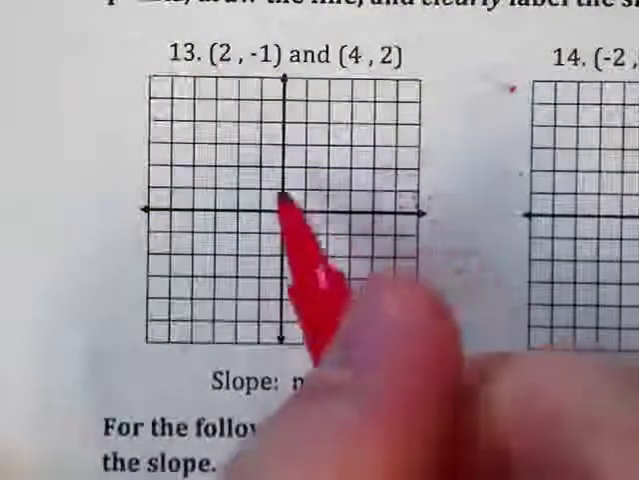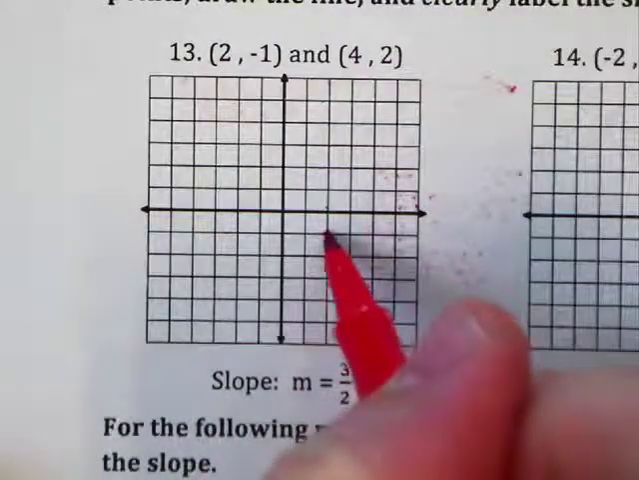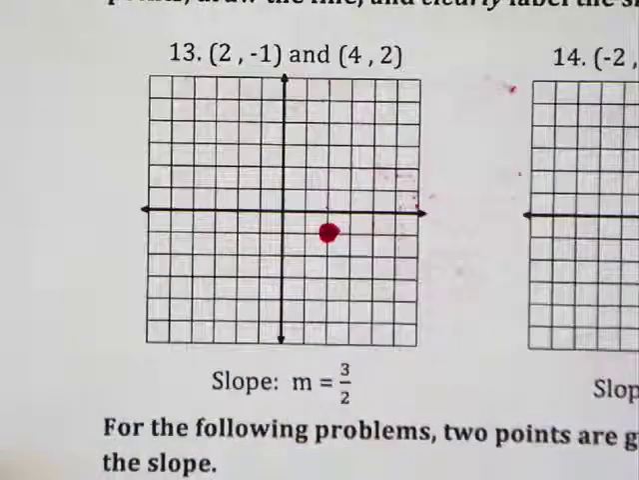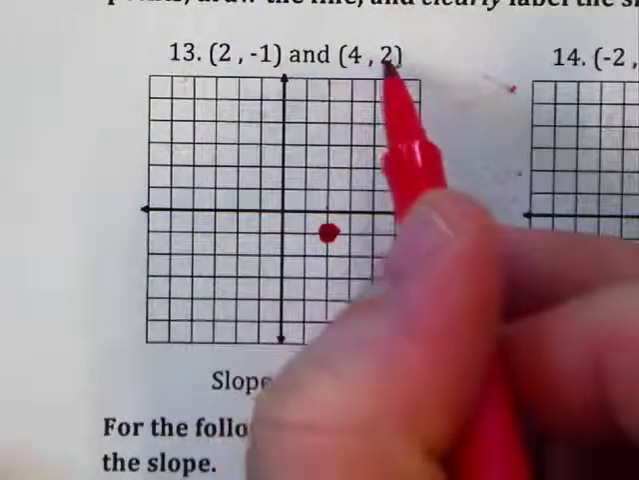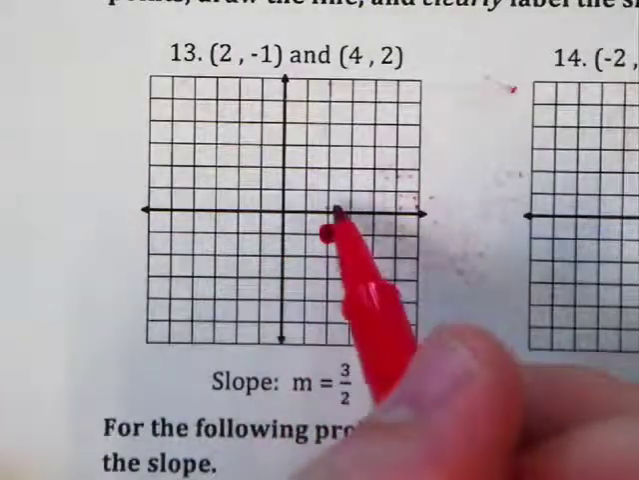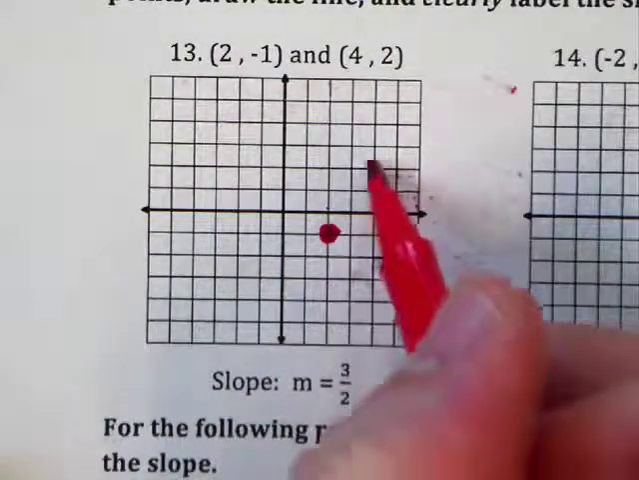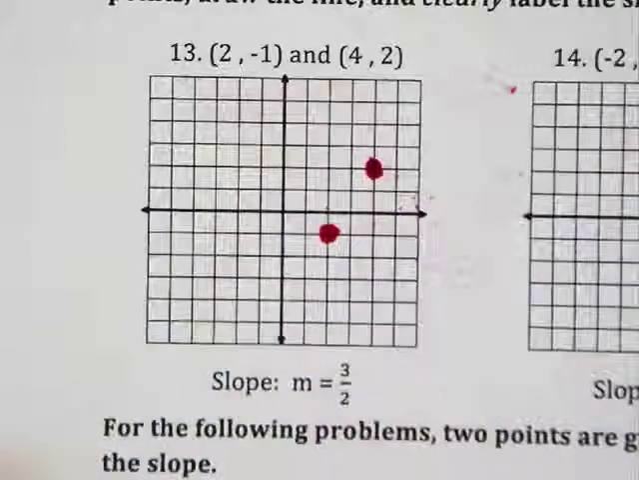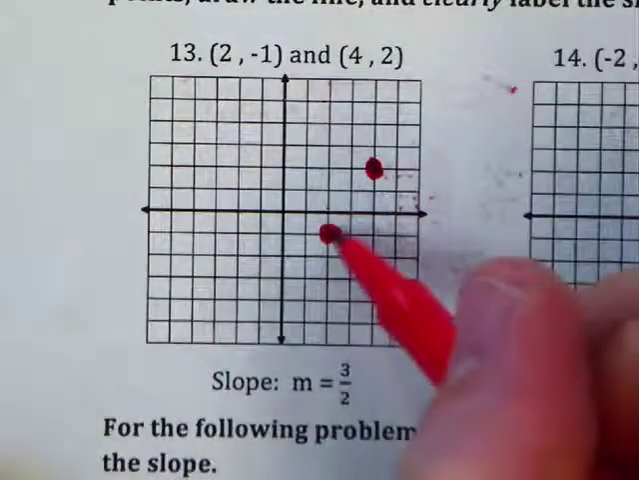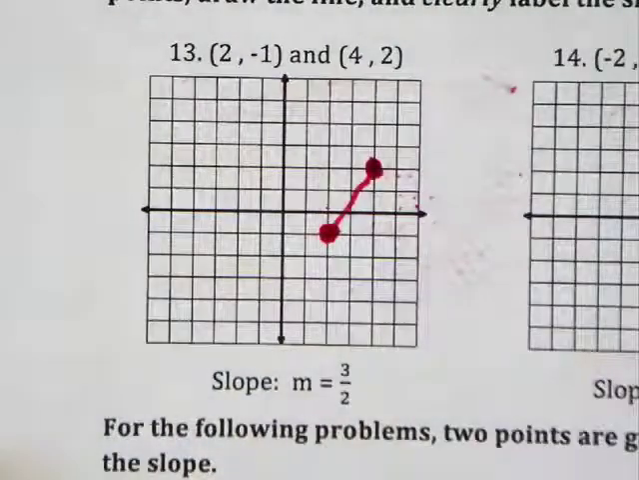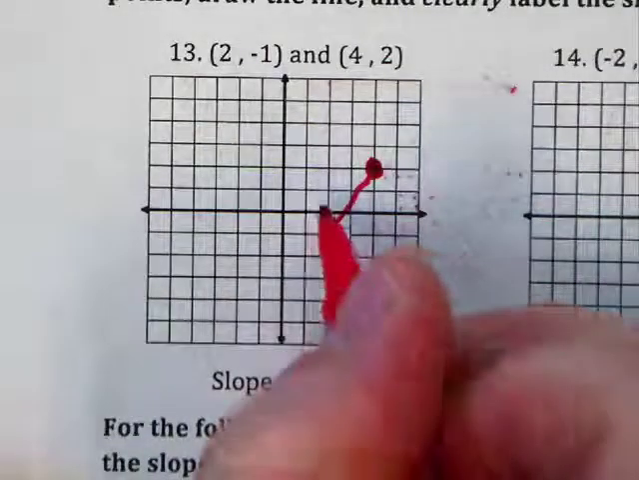We have (2, -1), so we go over to 2 and down to negative 1, and we put a point. And then we also have (4, 2), so we go over 4 and up 2. And we're left with 2 points. We connect those 2 points with a line, and we want to find the slope and label it.